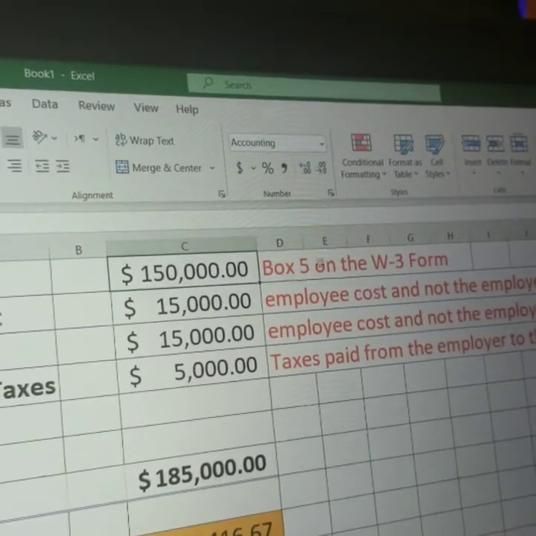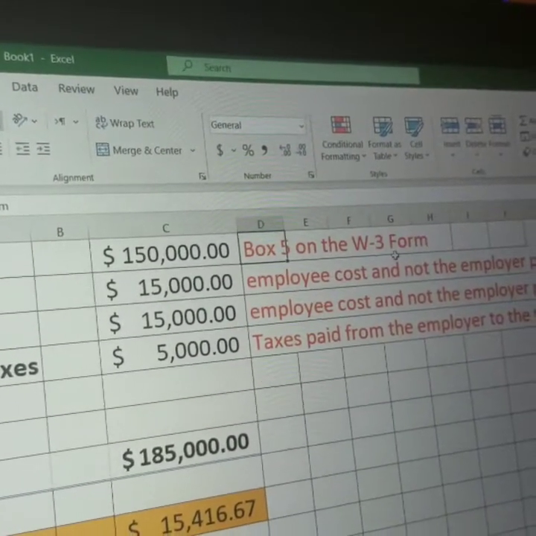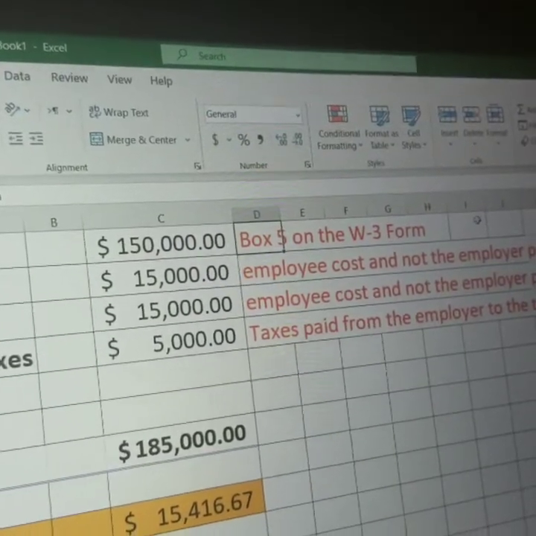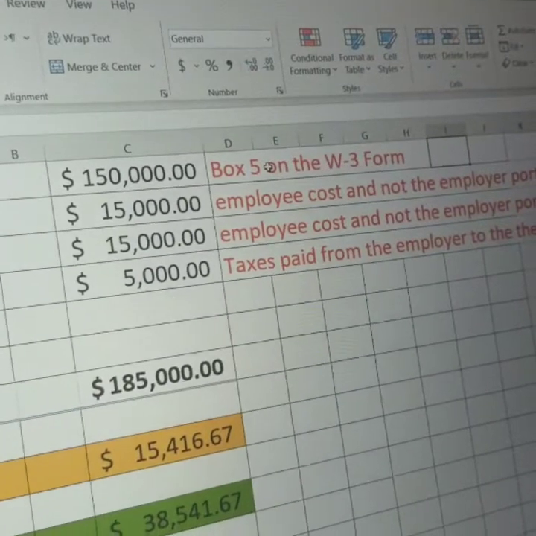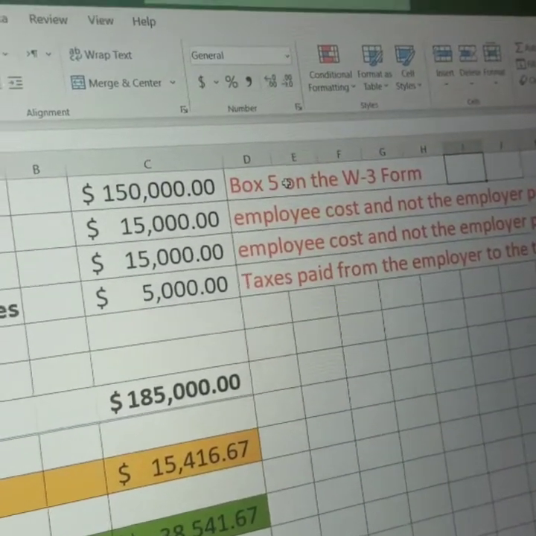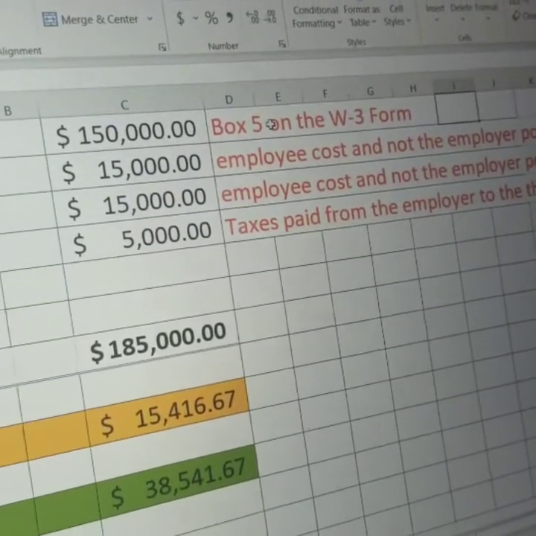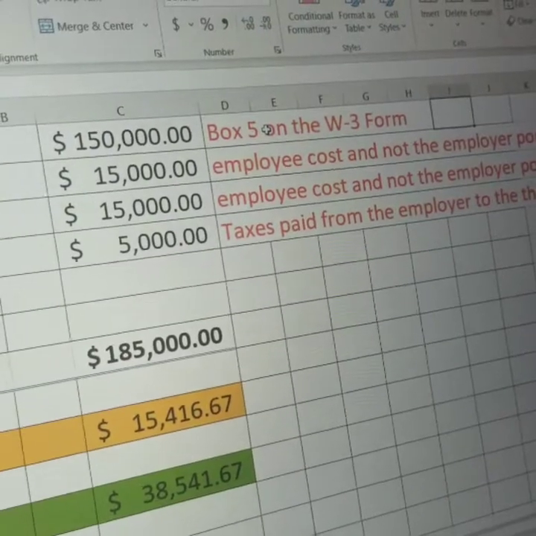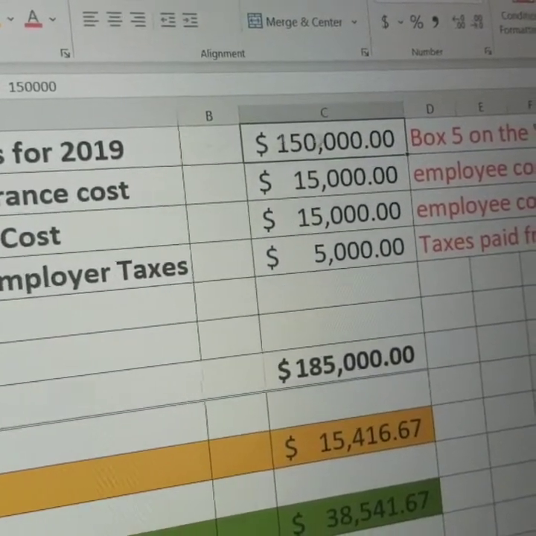You will see your total wages on box 5 of the W-3 that is submitted to the IRS. If you have a payroll provider, they should have that for you. Then you take that number. However, again, if your employees are getting paid more than $100,000, then you will take only 100,000 for them. So in my case here, I'm keeping it simple, 150,000 for the total wages.